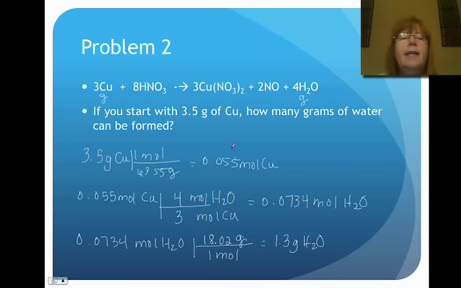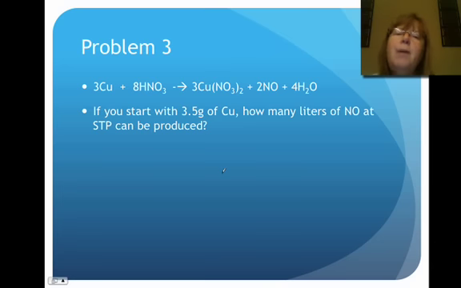What we just did is we used our balanced equation. We converted whatever we started with to moles. We used the mole to mole ratio to go to what we want, and then from moles of what we want, we went and answered the question, how many grams of water can be formed? So we converted those moles to grams. What I suggest you do when you're done watching this video is to go back and try these problems on your own without looking at the answers and see how you do. Well, let's try one more.